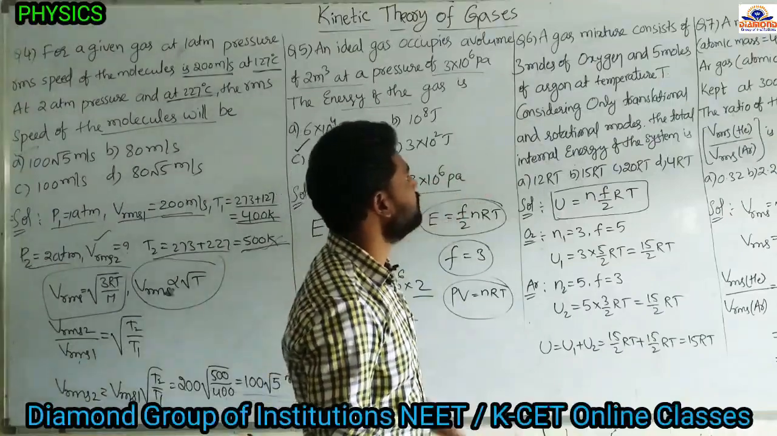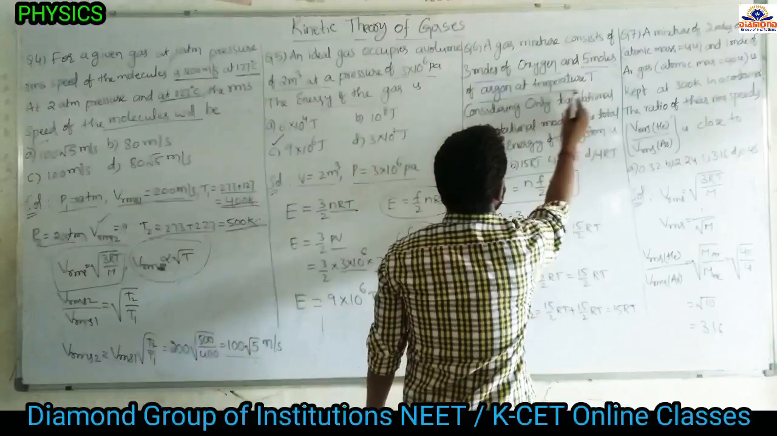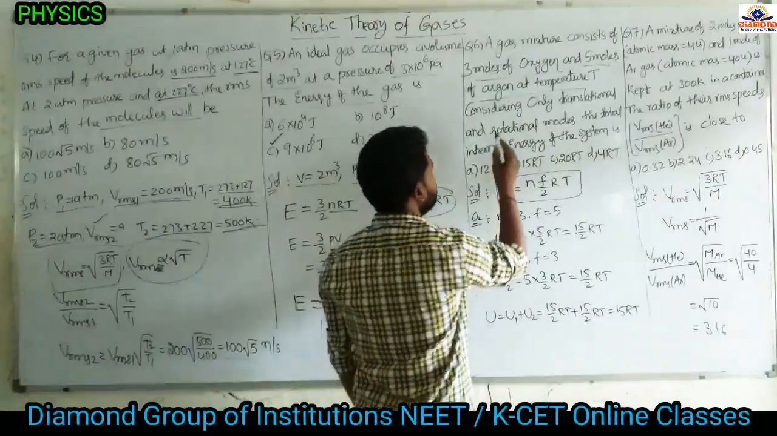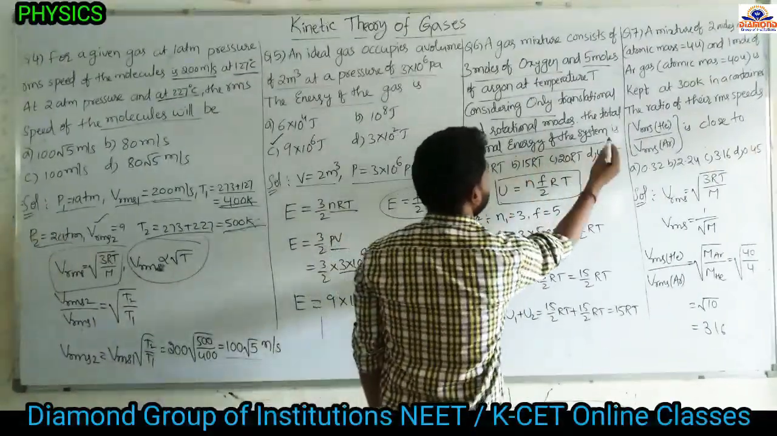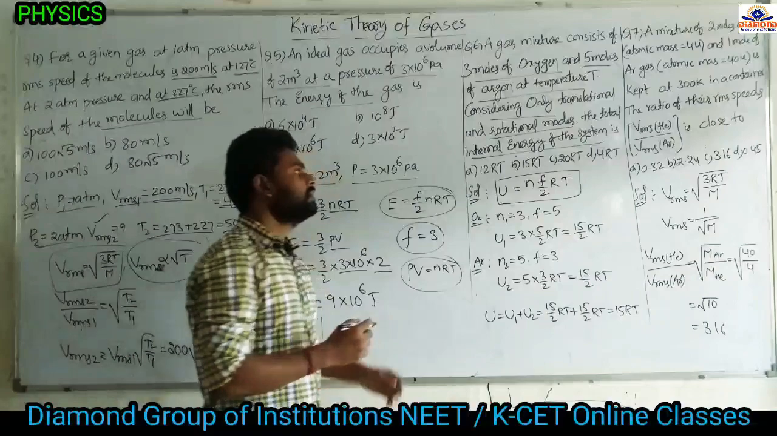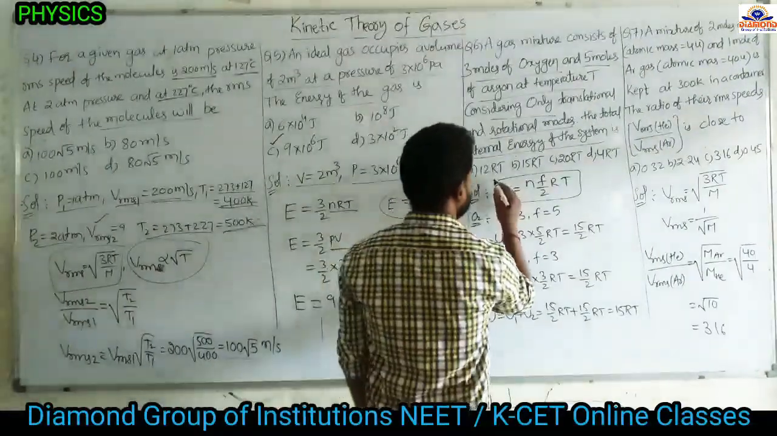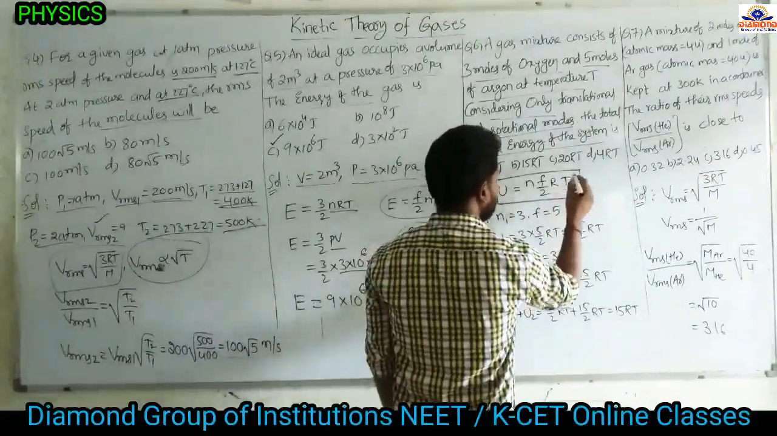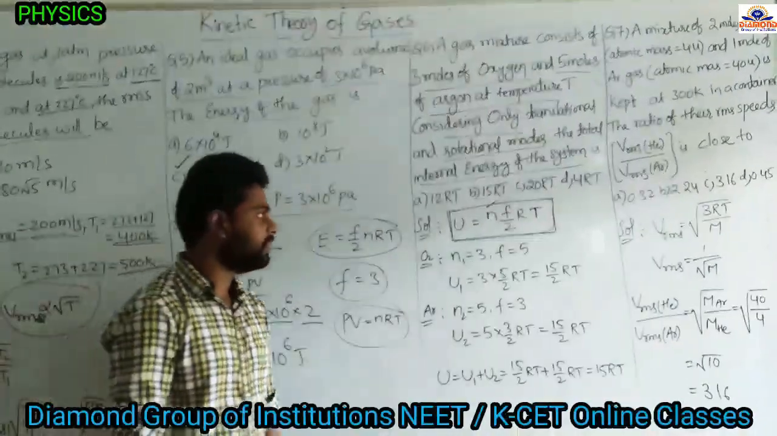A gas mixture consists of 3 moles of oxygen and 5 moles of argon at a temperature T. Considering only translational and rotational modes, the total internal energy of the system is, okay. So first I am going to write the internal energy formula. This is the basic formula. Remember this formula. Internal energy equal to N into F by 2 into R into T. N is the number of moles, F is the degree of freedom.